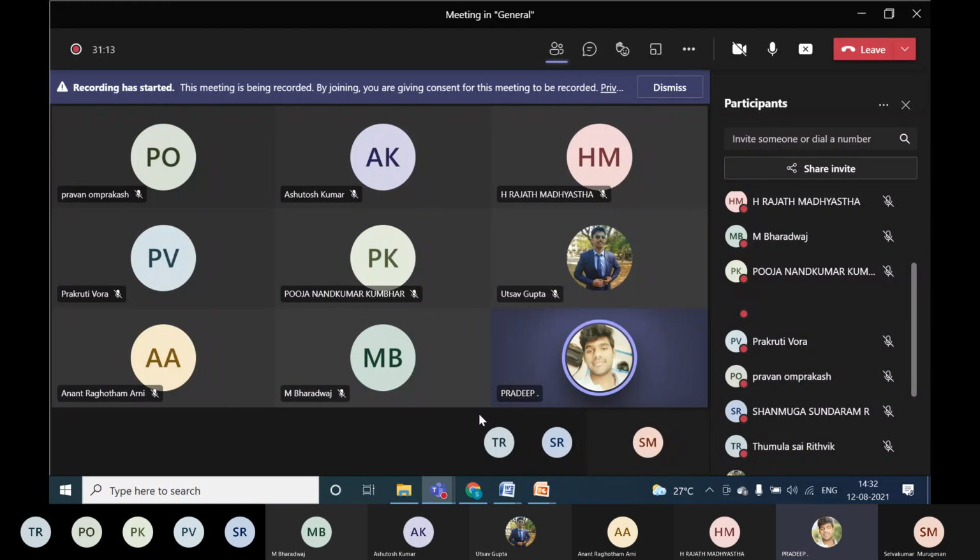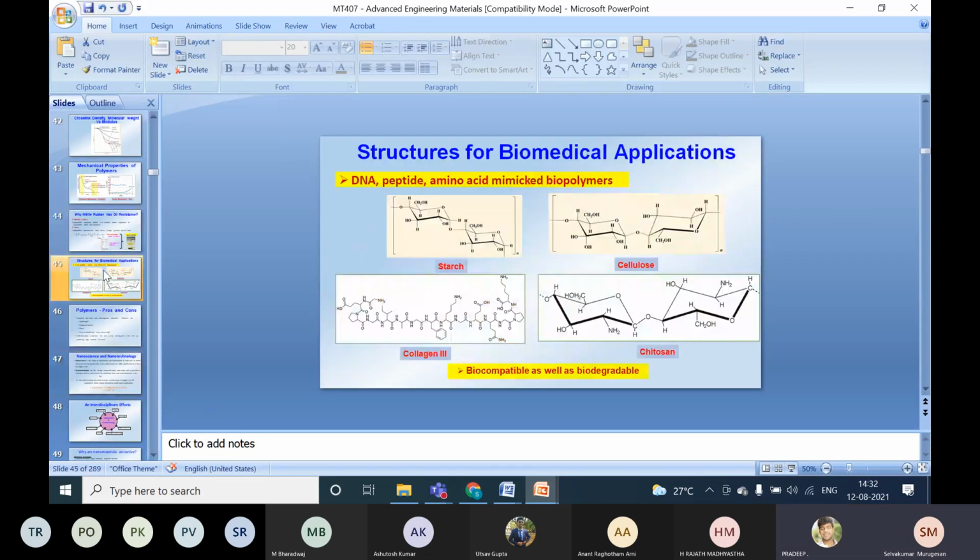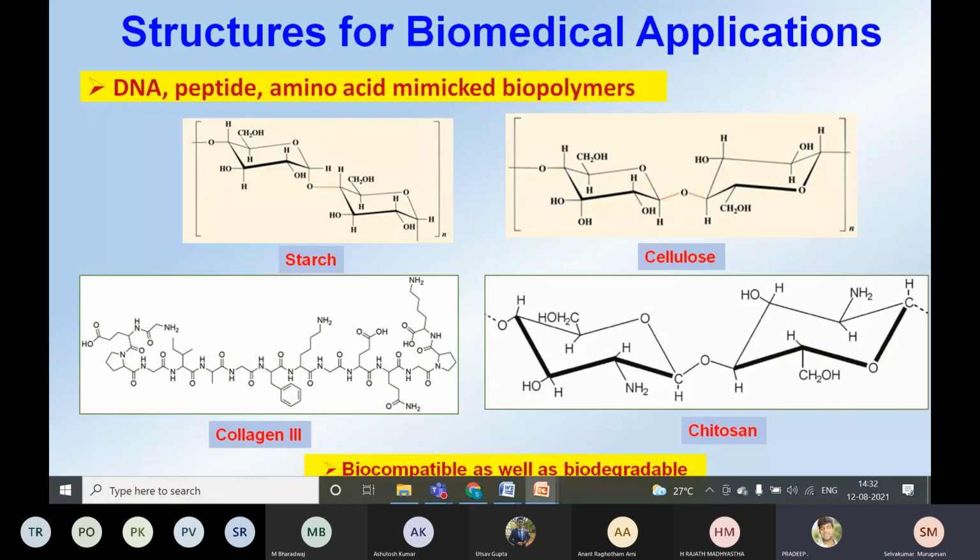One more doubt: amino acid mimicked by polymers. I'm not understanding. What is it again, sir? This thing. Amino acid means protein. What is protein? This is an amino acid mimicked polymer. What do you mean by this? Mimicked means you are replicating the structure.